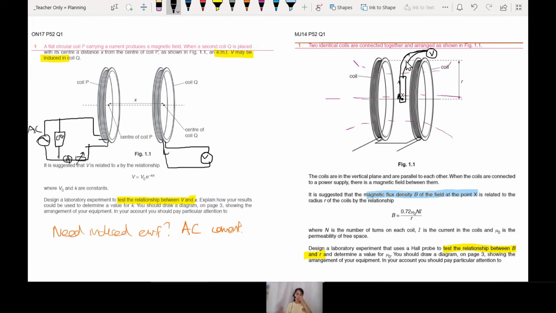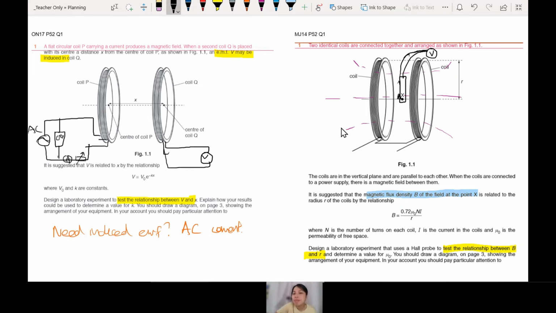Like that. It means the left side diagram doesn't need a Hall probe. No, we don't care so much about the B. We just want to know the induced EMF, so we don't need a Hall probe. In fact, I don't know if your Hall probe will like an AC field or not, because it keeps changing.